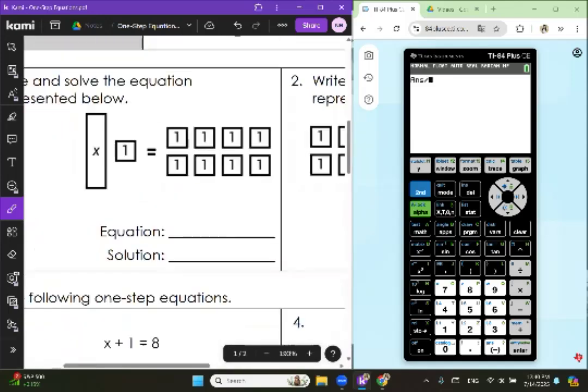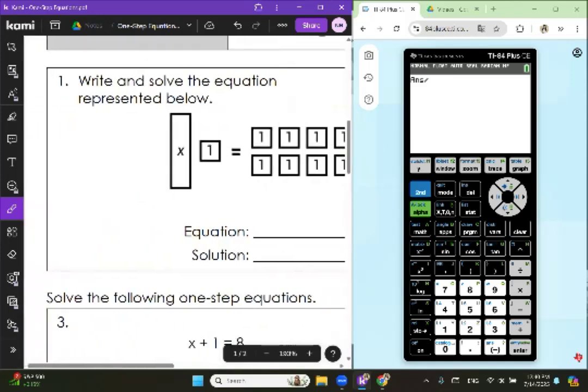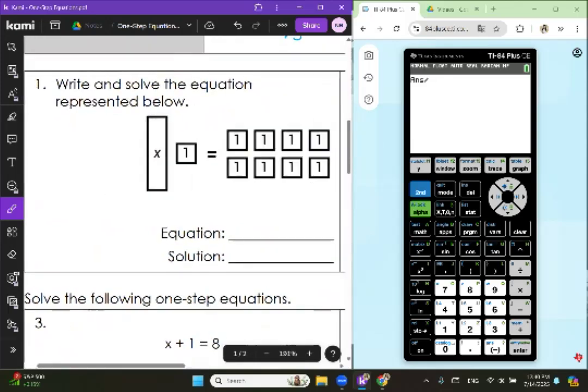So, for number one, it says write and solve the equation represented below. Now, on the STAR test, you will not see algebra tiles, okay? Won't see algebra tiles, but for purposes, just because you guys are so used to seeing the algebra tiles last year, we're going to go ahead and start with that, okay? First, let's write the equation. We have 1x plus 1, so x plus 1 is equal to 8.